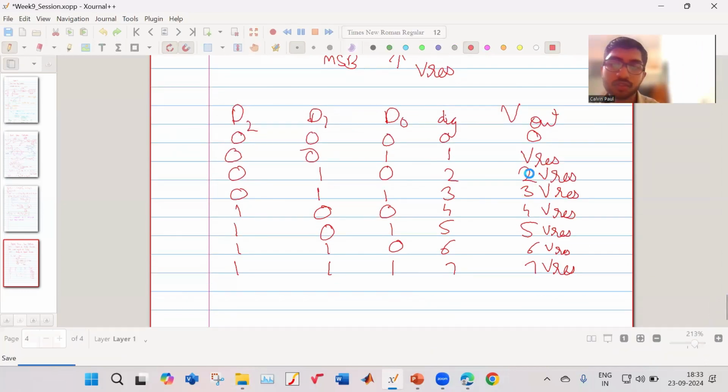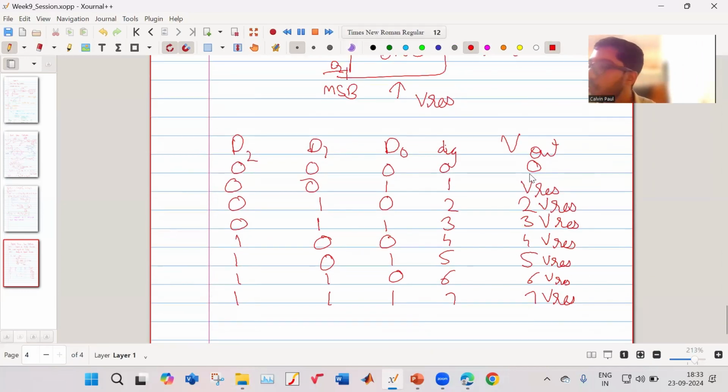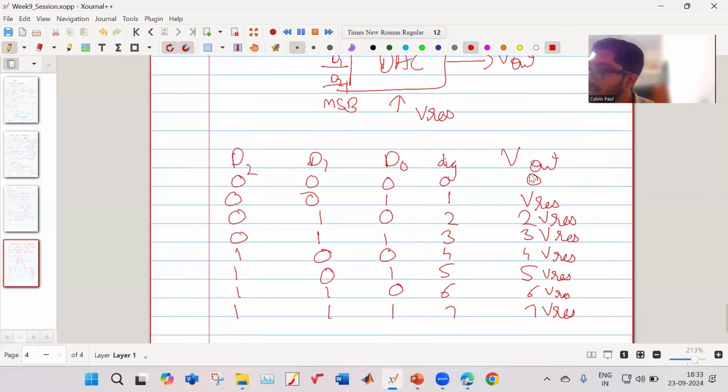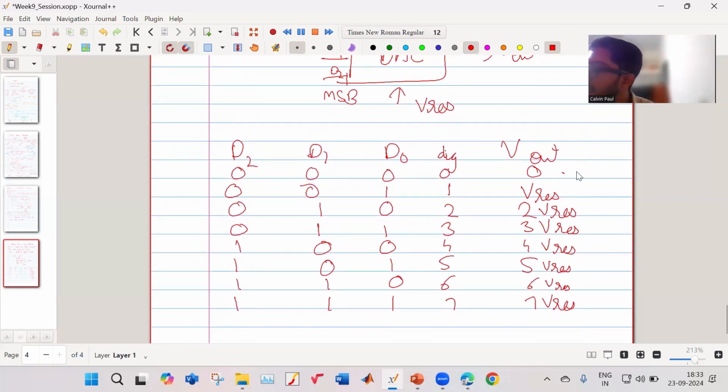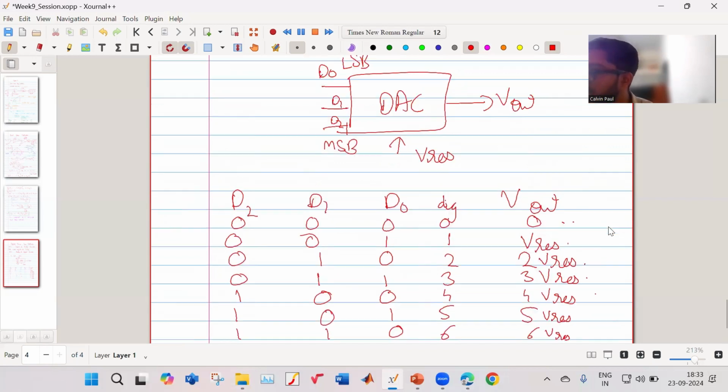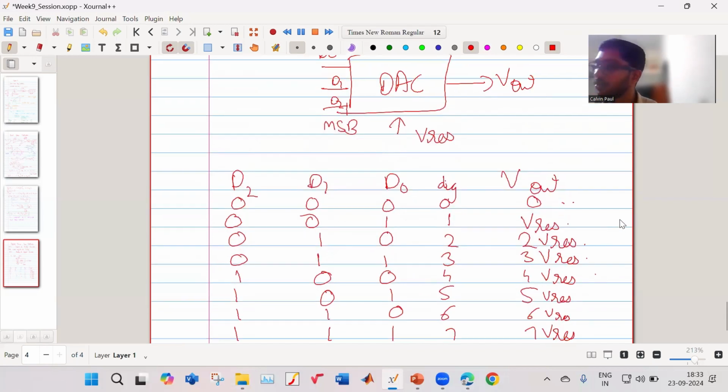So this is the output of your DAC. Initially, when all are zeros, it is 0. And as it is incremented, it becomes 1 into V resolution, 2 into V resolution, 3 into V resolution, 4 into V resolution, etc. So this is the output of your DAC.